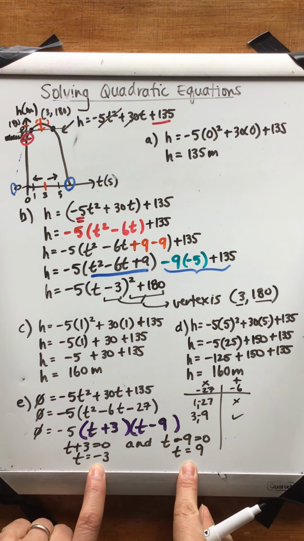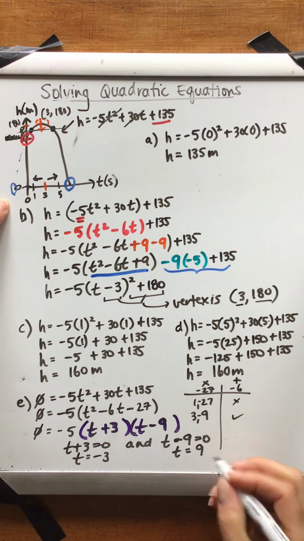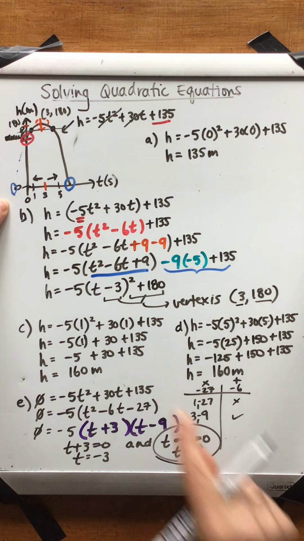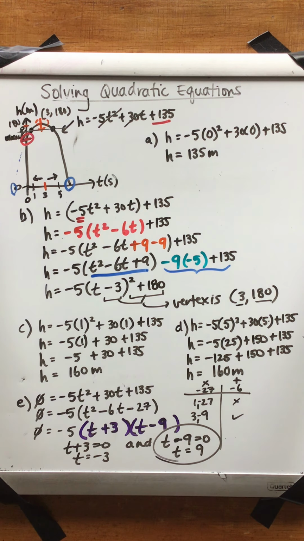Now, as I said earlier, I've got two roots, one at negative 3, one at 9. I'm interested in the one at 9 because I'm throwing the rock in this direction. I'm not throwing the rock behind me through the cliff. So, using completing the square and using factoring can again help us solve a bunch of different problems. We'll do our final example in the next video.